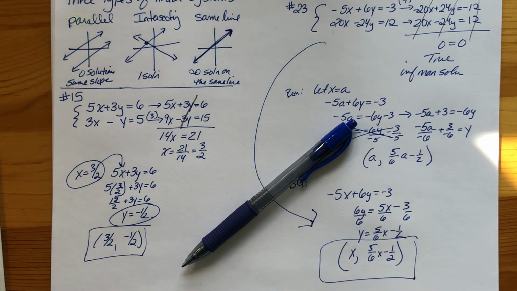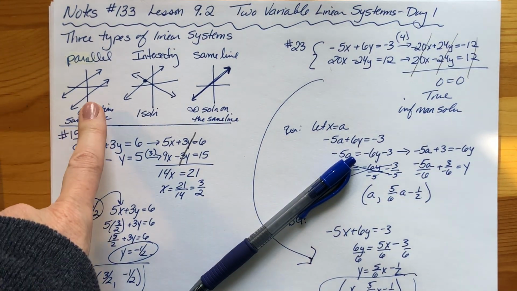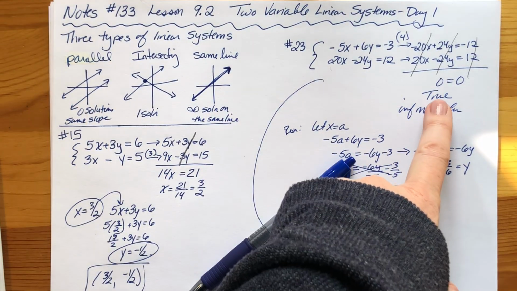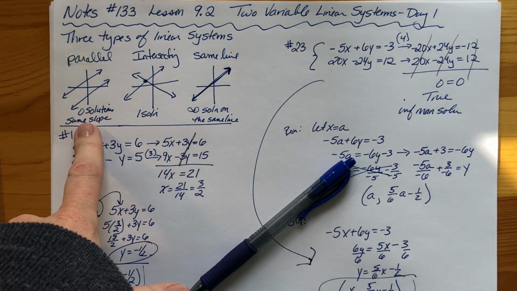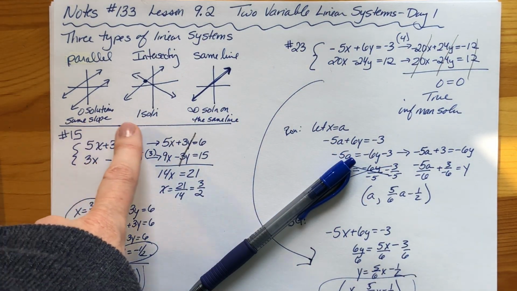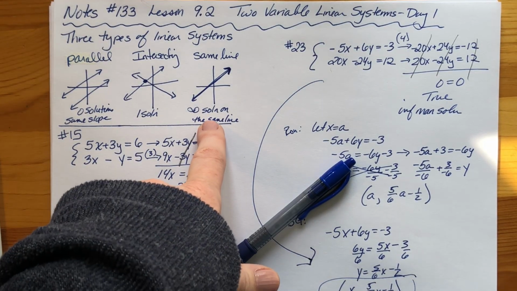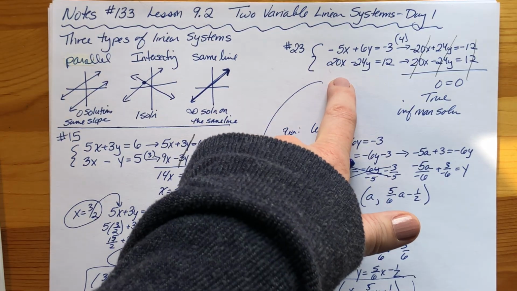So that was two variable linear systems. Remember, you can have parallel lines, which do not have any solution, in which case, over here, if we had gotten that, it would be false, and I would abandon the problem because there would be no solution that's good for both of them. We have one solution. I gave you an example of those. And the same line, infinitely many, that's what we did over here. If I were to graph these two, they would be on top of each other.